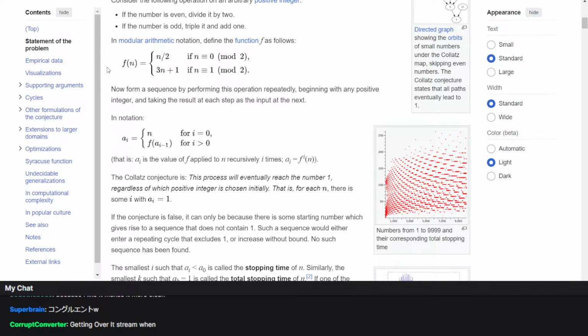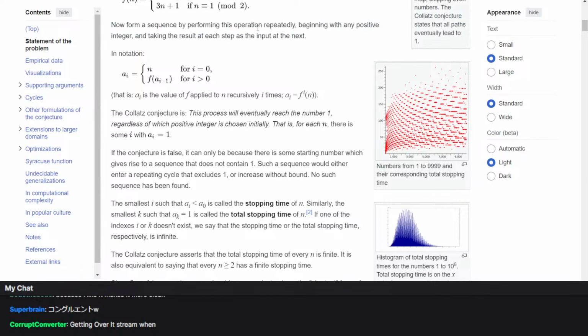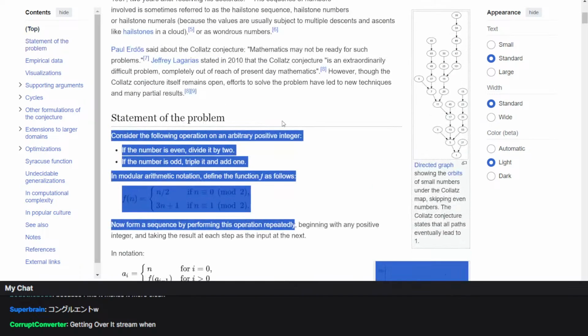How do you know you're supposed to keep repeating it over and over again? Oh wait, because it's a fun... Oh, okay, never mind. Oh, it's not part of the instructions. It's like now form a sequence by performing the operation repeatedly. Okay, fine.